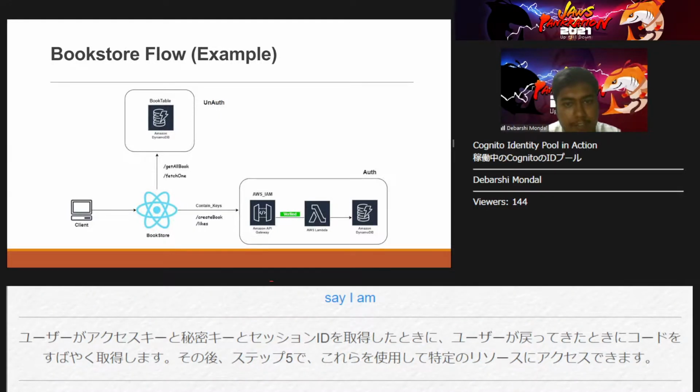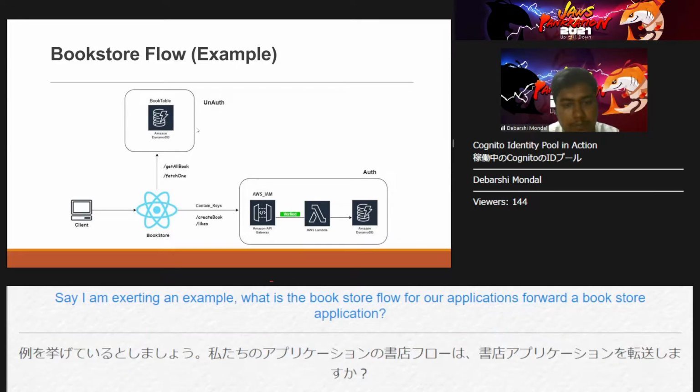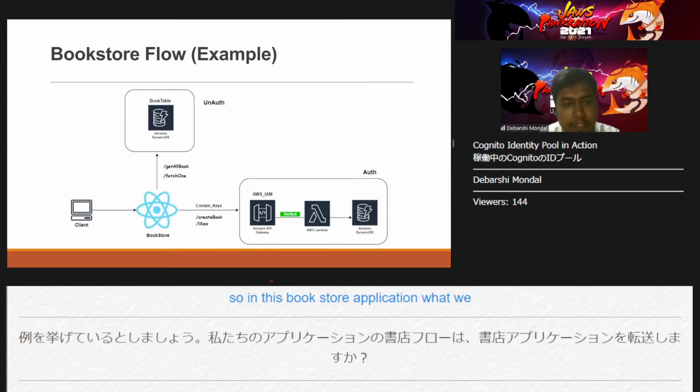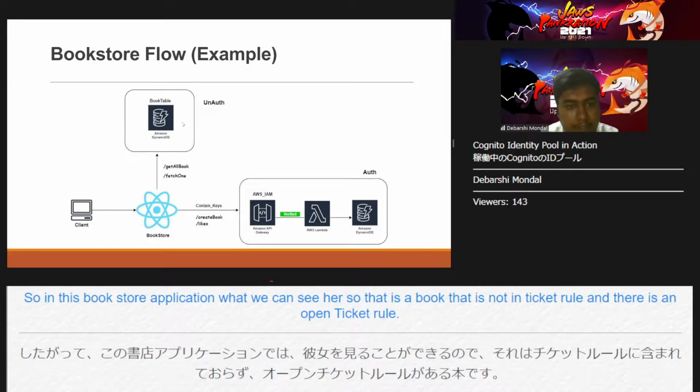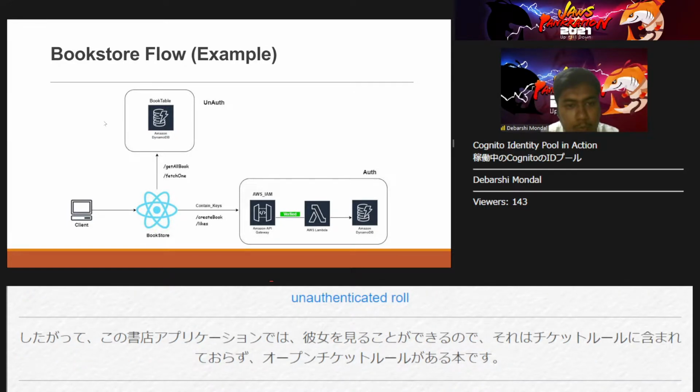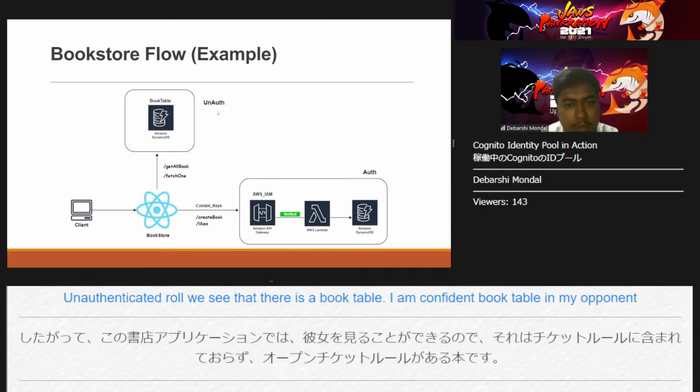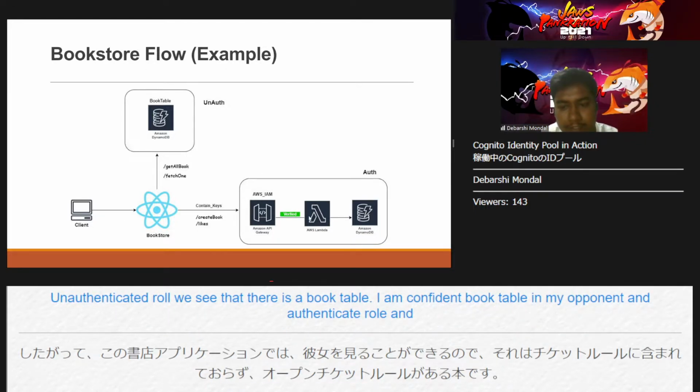Now let me show an example of the bookstore flow for our bookstore application. In this bookstore application, what we can see here is that there is an unauthenticated role and an authenticated role. In the unauthenticated role, we see that there is a book table. I am configuring the table in my unauthenticated role. And in the authenticated role, here you can see there are some AWS resources.